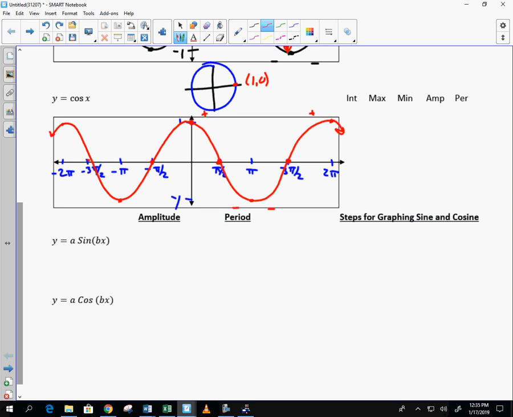All this stuff stays the same. Still has an interval of -2 pi to 2 pi. Over that interval, a max of 1 and a minimum of -1, an amplitude of 1, and a period of 2 pi.